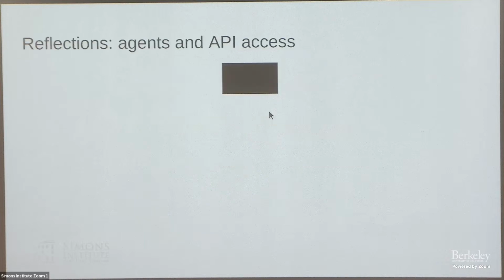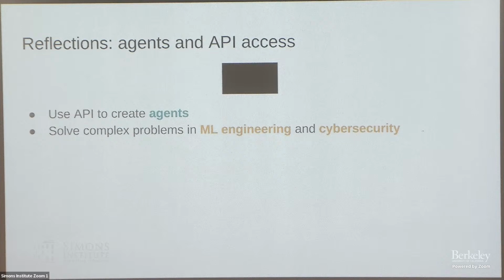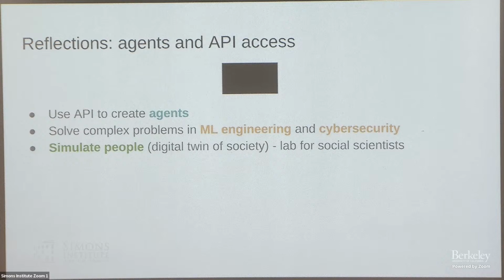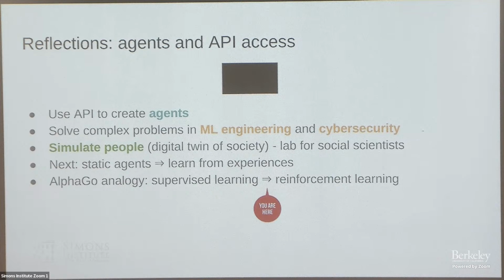Okay, let me move on. So just to reflect on this section, API access is limiting, but on the other hand, you can still do a lot. You can solve complex problems in machine learning research. You can simulate people, which is very exciting for social scientists, who see this as a potential laboratory or a digital twin, which allows you to run certain experiments in vitro. And maybe one limitation of all of this is that this is still, at the end of the day, prompting. We have these static agents, and we really want them to be able to learn from their experiences. And for that, you need to go beyond black box access.